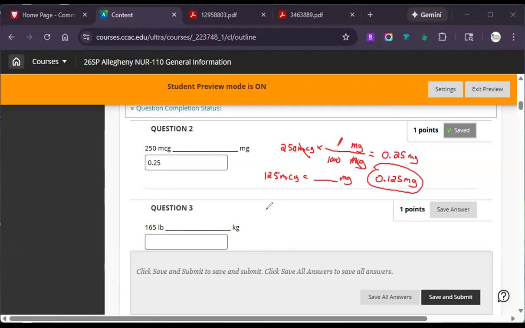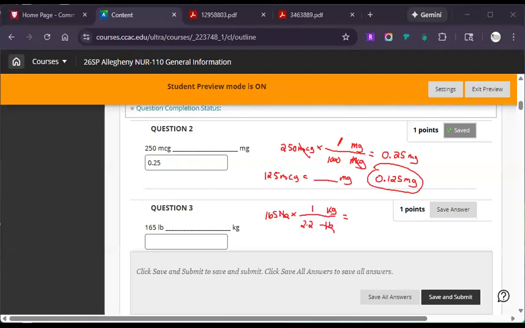Pounds to kilograms. You're going to take the patient's weight and then set up a conversion factor. You could also just divide by 2.2. That's perfectly fine. But if you ever get stuck, sometimes it's helpful because, believe it or not, people forget where to put the 2.2. Do I multiply? Do I divide? So 1 kilogram is equal to 2.2 pounds.